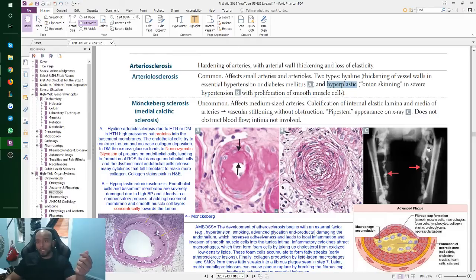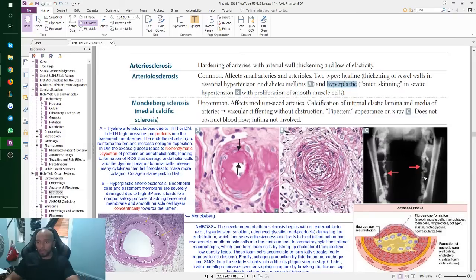The thing you see over here in X-ray image C, this is uncommon, Mönckeberg sclerosis, or also known as medial calcific sclerosis. It affects medium-sized arteries. There's calcification of the internal elastic lamina and the media of arteries, leading to vascular stiffening without obstruction. So you end up getting what they call a pipe stem appearance, right? And it's just weird. This is not normal looking at all.